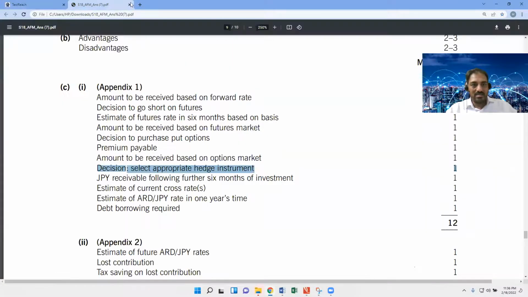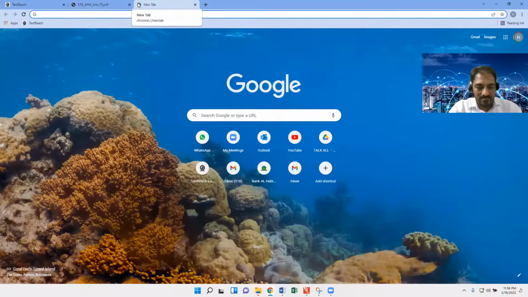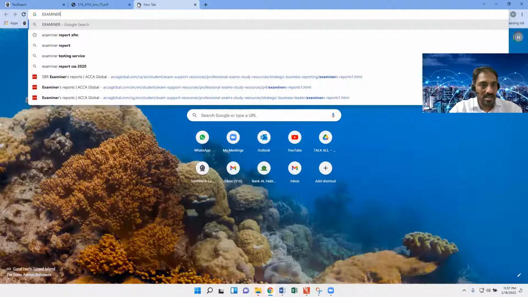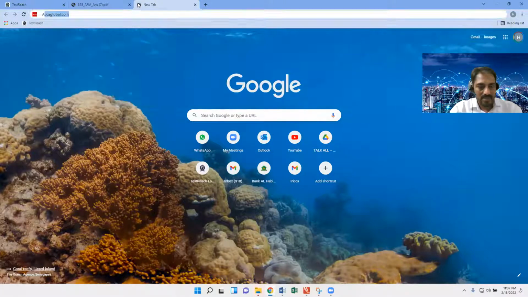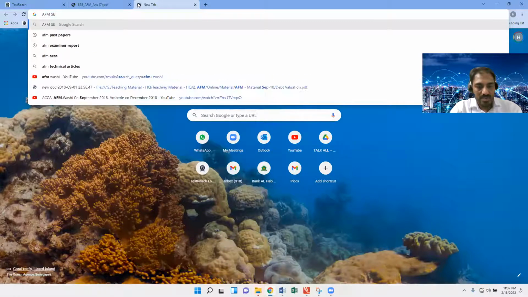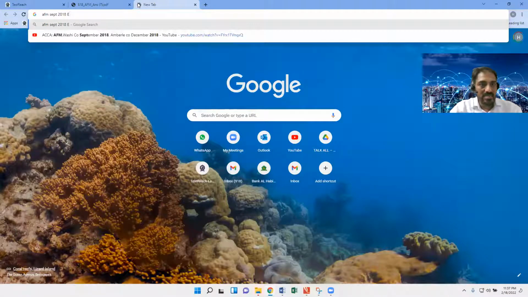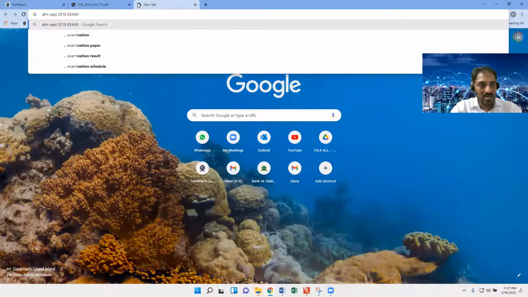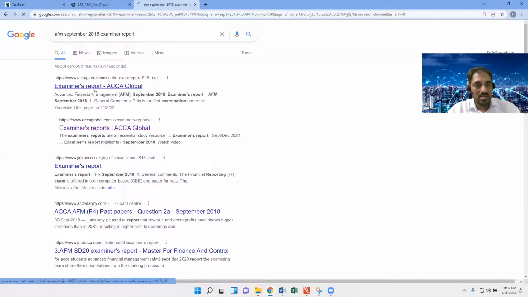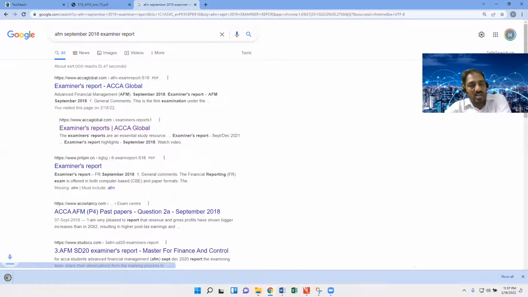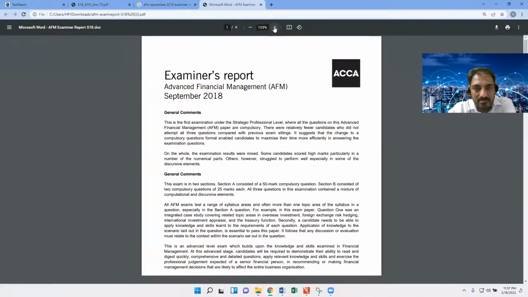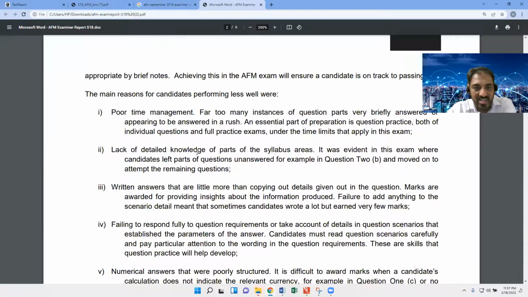Do you know what the examiner says? One minute. AFM September 18 examiner report. Yes, this one. This is what the examiner report says now. A very important thing: what the examiner says about this requirement.